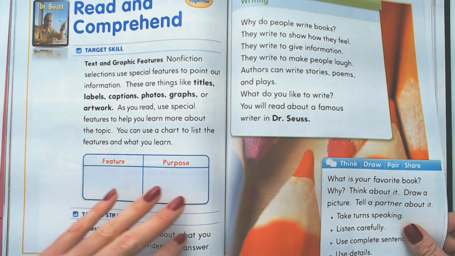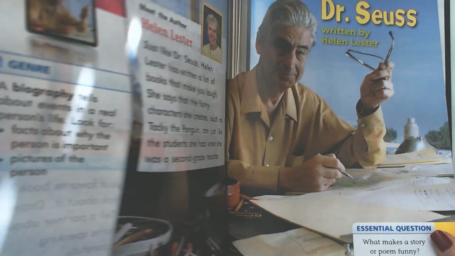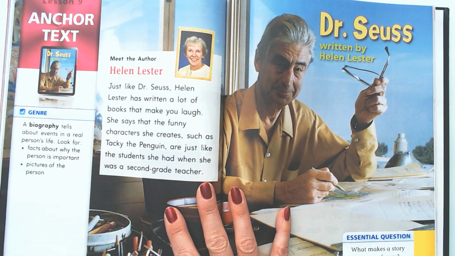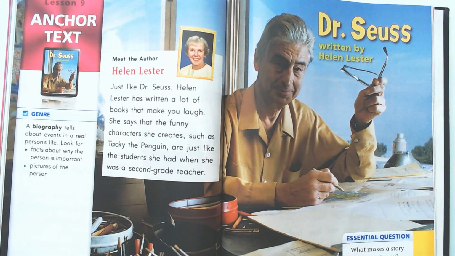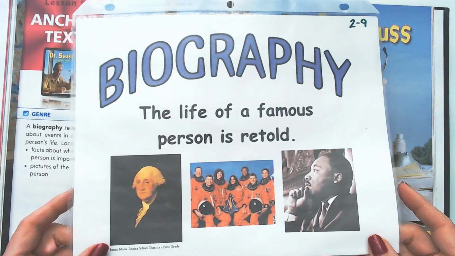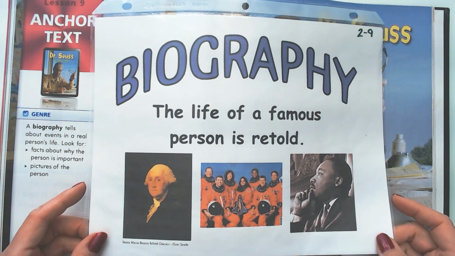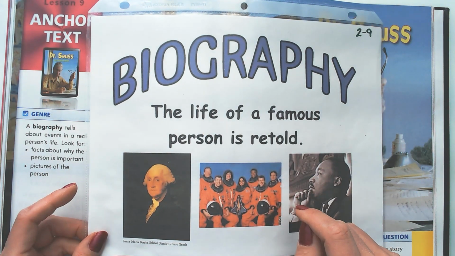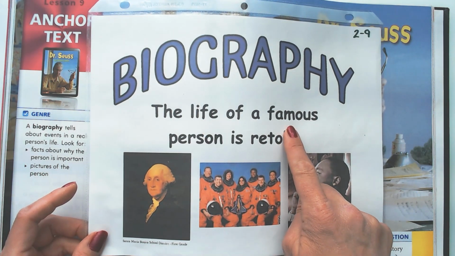We're going to do our third read of Dr. Seuss today. And remember that Dr. Seuss is a story written about somebody, and that kind of story that's written about somebody that's true is called a biography. And biographies are written about important people or famous people.